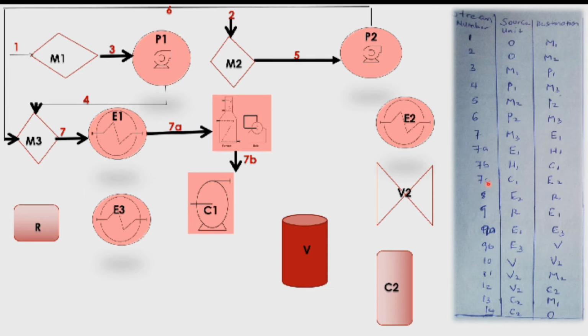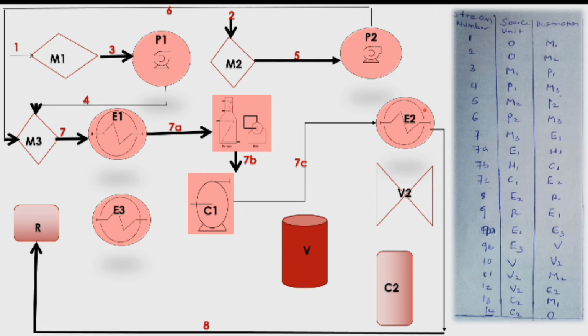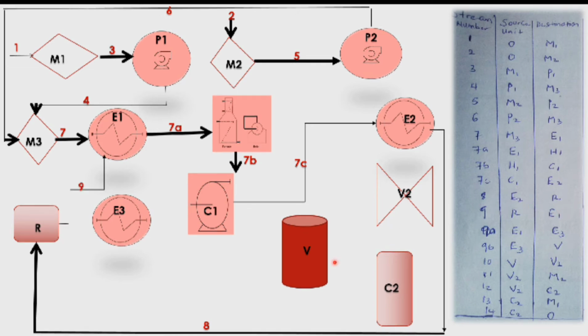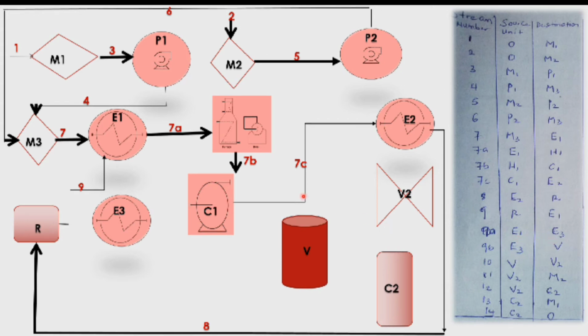Stream number 7C is from C1 to E2. So we'll move from C1 to E2. Stream number 8 is from E2 to the reactor. So that's your stream number 8. Stream number 9 is from the reactor to the heat exchanger E1. We'll draw a line from the reactor to the heat exchanger E1. Stream number 9A is from E1 to E3. Hence, we also draw a line from E1 to E3.